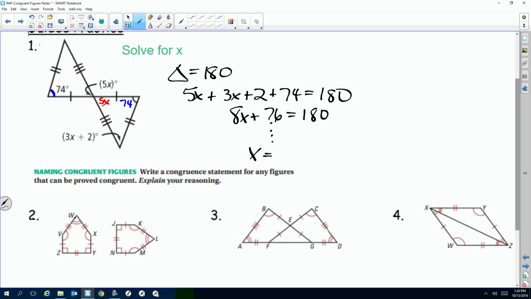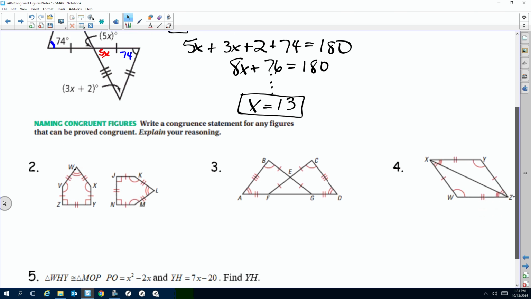Solve for x. That's what I wanted you to do. Anyone get it already? Yeah, 13. So we're using the triangle sum theorem, using the fact that triangles are congruent to fill in the missing parts to write our equation.